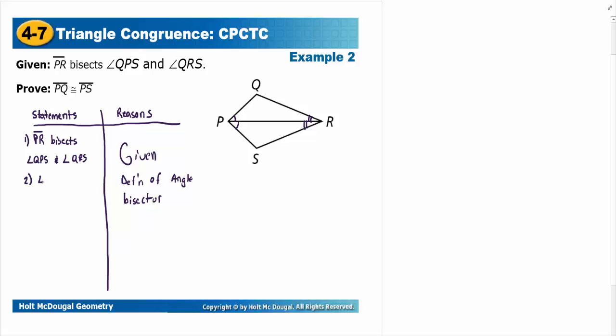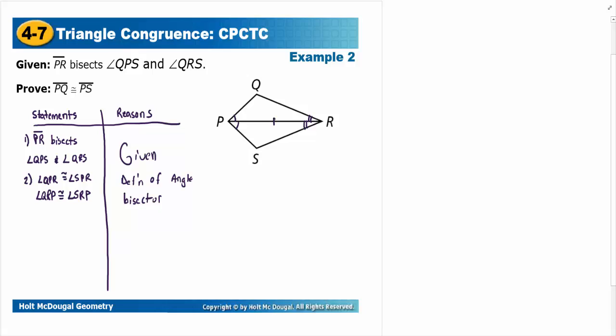So I know that angle, be careful guys, you write this QPR, angle QPR is congruent to angle SPR. So I got that out. Next, angle QRP is congruent to angle SRP. Again, that's the definition of angle bisector.